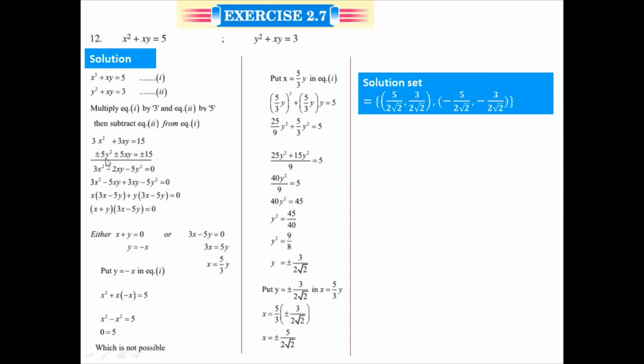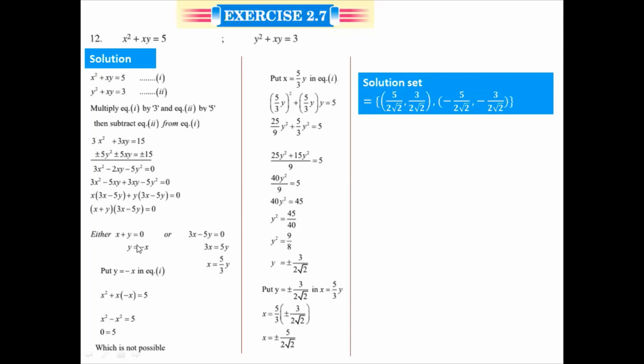So 3 times 5 is 15, so we have to find two factors. When we multiply, we have minus 15x square y square, and when we add these two factors, we have minus 2xy. So the required factors are minus 5xy and plus 3xy. From the first two terms we can take x as common, so we are left with 3x minus 5y, and in the last two terms we take y as common, so we have 3x minus 5y. So 3x minus 5y we can take common, and we are left with x plus y. So either x plus y is equal to 0 or 3x minus 5y is equal to 0.